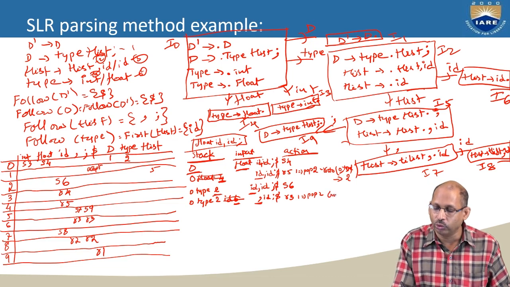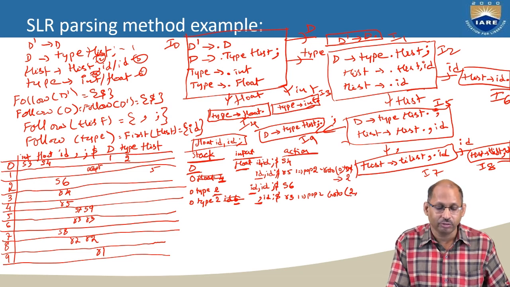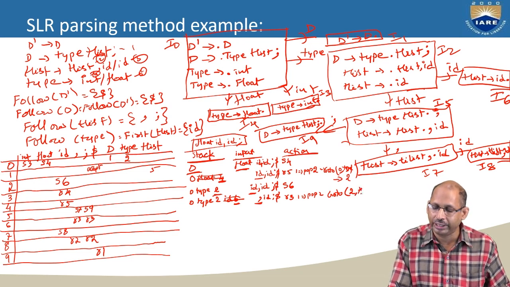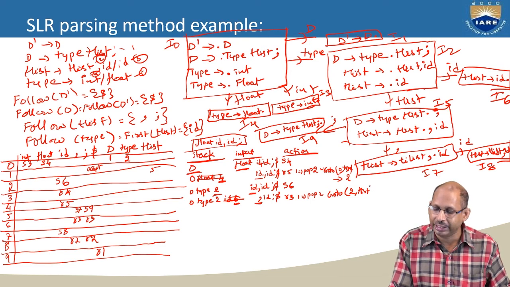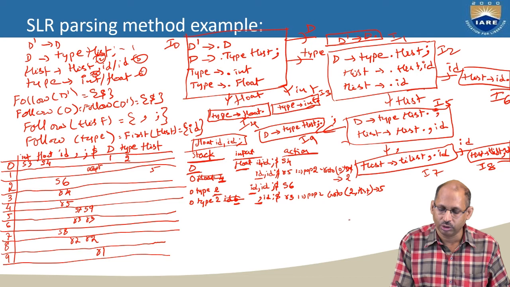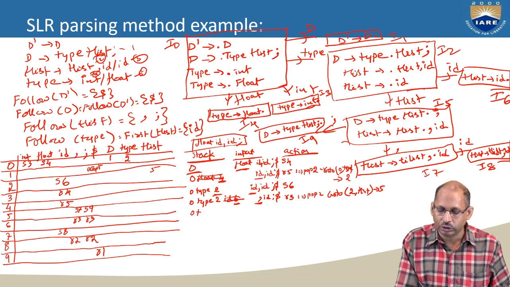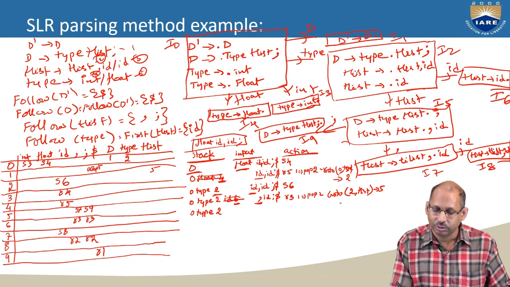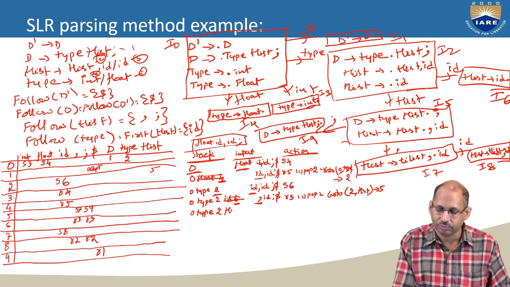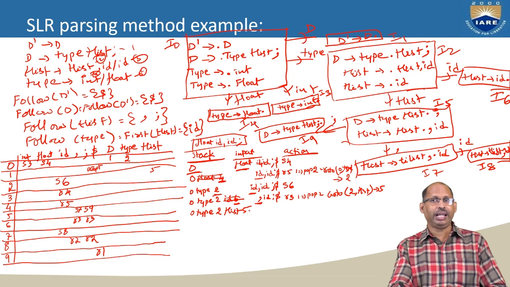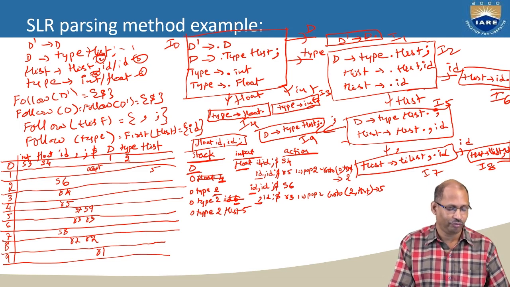Then go to, what do we have to consider? 2 and T list. 2 and T list is 5. So 0, type, 2. Here we write T list and we write 5.